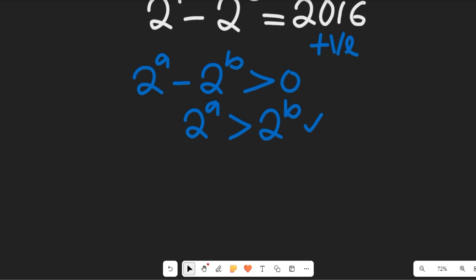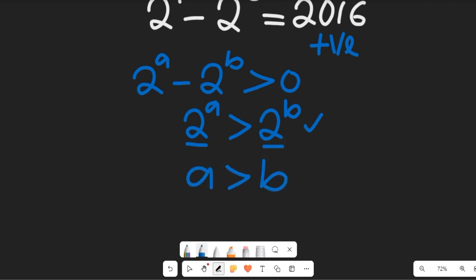So if 2 to the power of a is greater than 2 to the power of b, since they have the same base, then I can simply say that a is also greater than what? Than b. That fact is checked. Right. Good. Now, if a is greater than b, we can suppose a value of a to be equal to b plus y, and we'll assume y to be a positive integer.